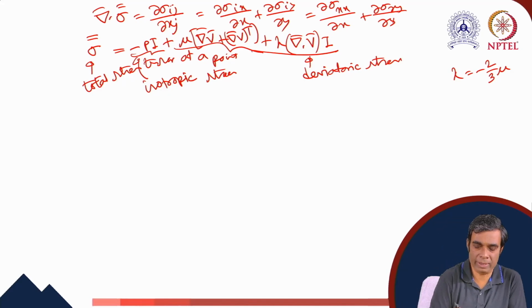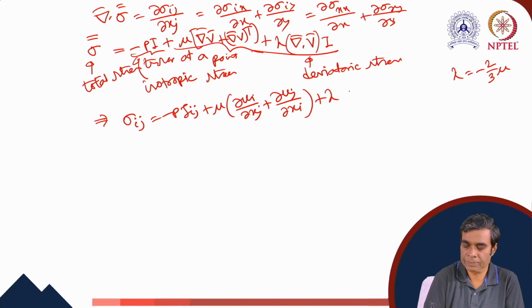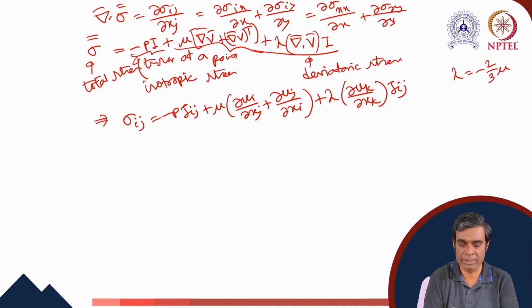So this stress tensor expression, if we write in the tensorial notation, then we can write it as sigma ij equals minus p into delta ij plus mu into del ui del xj plus del uj del xi, plus lambda into del uk del xk into delta ij. This is the same expression we previously wrote in the vector expression, and now we are writing it in the tensor notation.